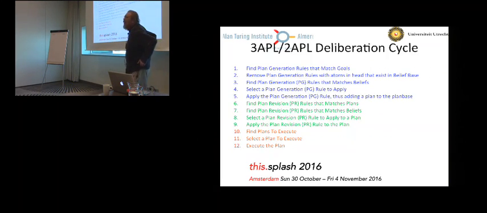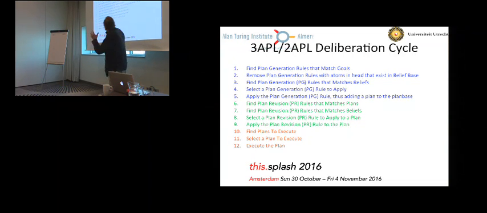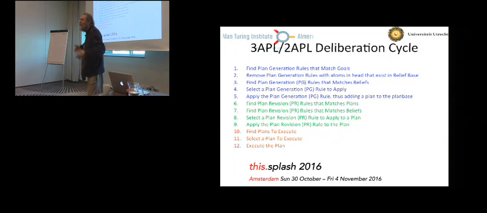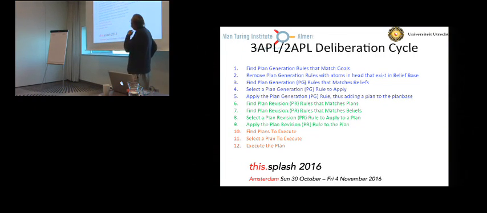So this is in more detail. Here you see the rules in this language. First, this blue part is the plan generation part. You look at plan generation rules that first match the goals, because that is what you want. You want to reach the goal. And then you remove plan generation rules with atoms in the head that exist in the belief base, because these are already there. You believe them already, so you don't have to achieve them anymore. Then you find plan generation rules that match the beliefs, select the plan generation rule to apply, and then you apply it.